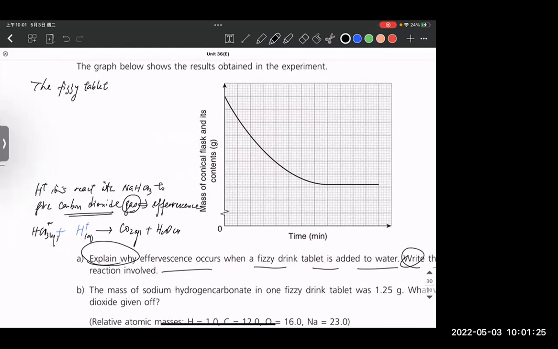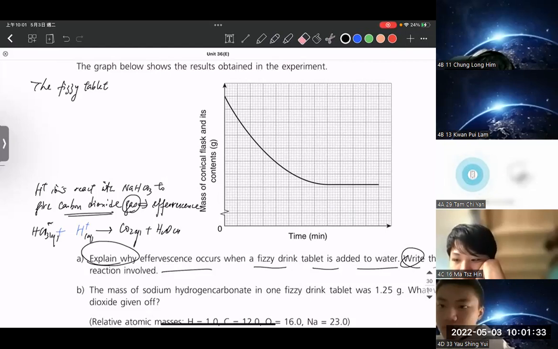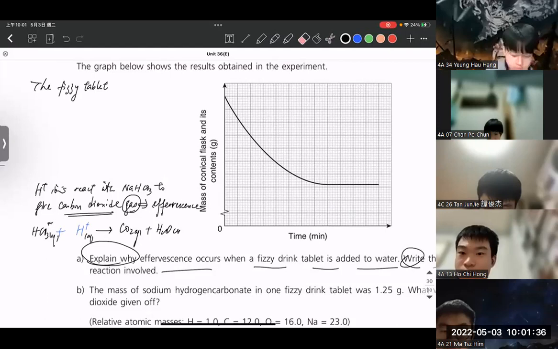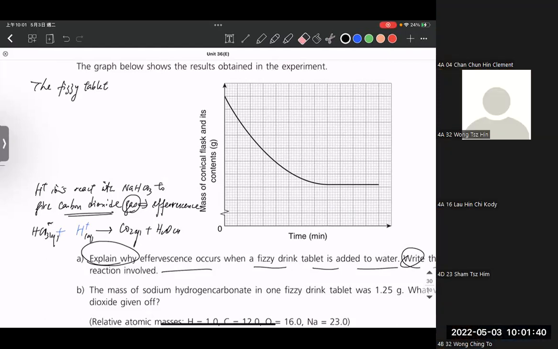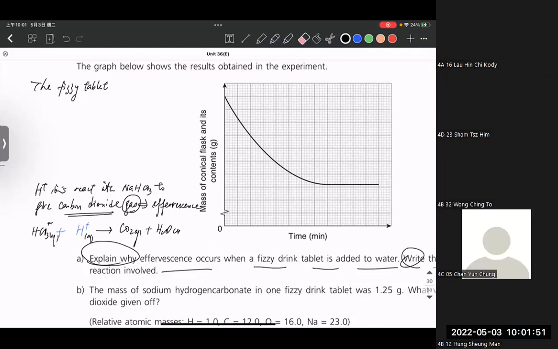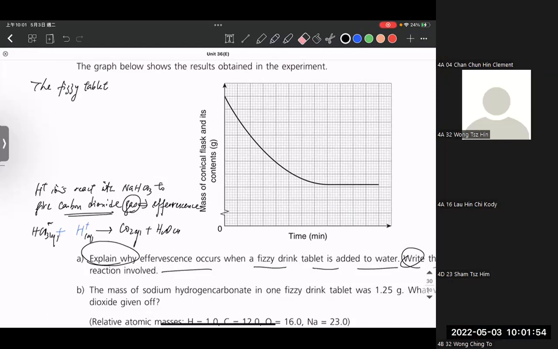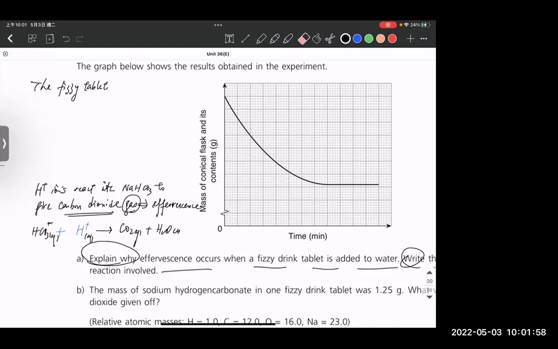Hydrogen ions originally come from the tablet. Is it? We have hydrogen ions inside the fizzy tablet. Do we have it? Is there a hydrogen ion inside the fizzy tablet? Yes, hydrogen ion. Already inside, right? Inside the tablet.